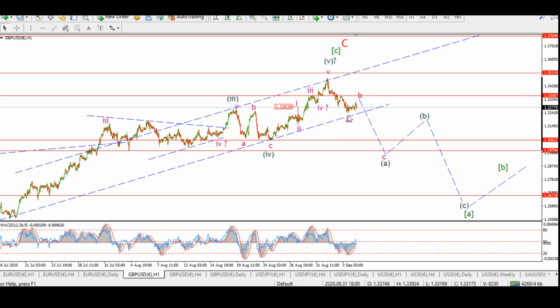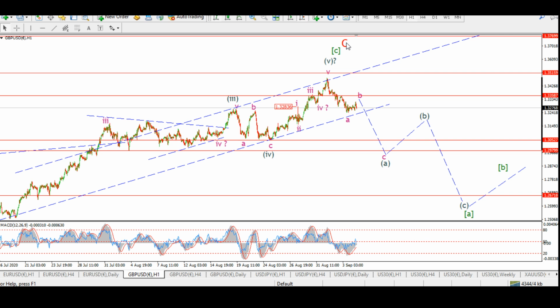The decline off wave 5 is not impulsive. I mean, it's not in 5 waves, so it's not impulsive yet, but it does count pretty well as an A wave down. So we could be expecting wave A, B, and C down in A again, and we'll just see how that develops next week.